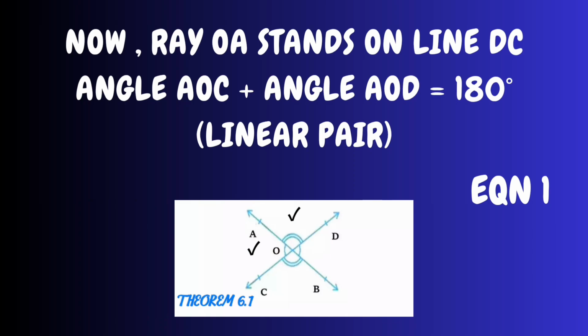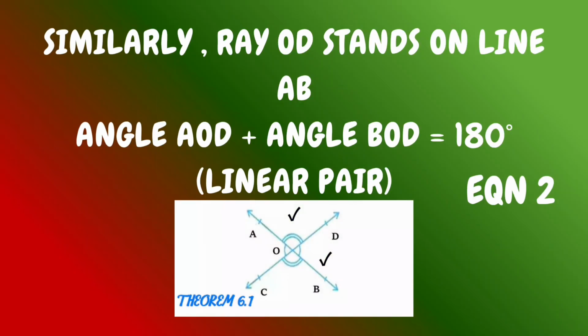Now, ray OA stands on line DC. Therefore, angle AOC plus angle AOD is equal to 180 degrees as per linear pair axiom. Mark this as equation 1. Similarly, ray OD stands on line AB. Therefore, angle AOD plus angle BOD is equal to 180 degrees. Again, as per linear pair axiom, mark this as equation 2.